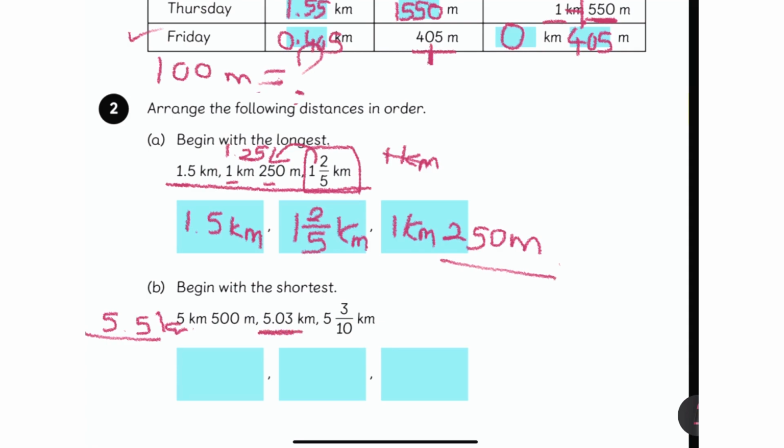And finally, like I told you, go back to the key and do the conversion. You will understand why I have placed it where and for what. First and foremost, of course, since the zero stands, that is the smallest one, 5.03 kilometers. Then comes my 5 3 over 10. I hope you had gone behind, checked the key, converted, and understood who's the shortest. You may pause the video whenever you want so that you solve first and then come for the final answer. But of course, my last one is 5 kilometers, 500 meters.